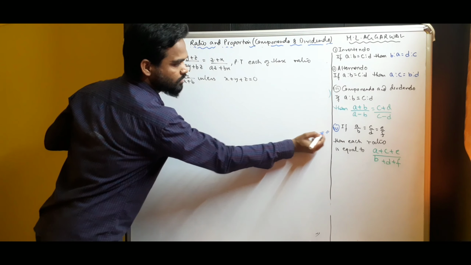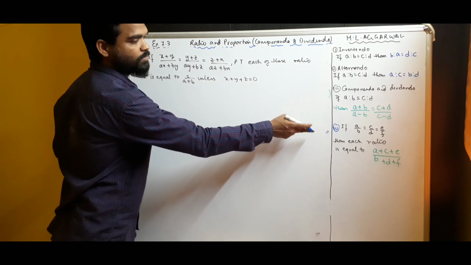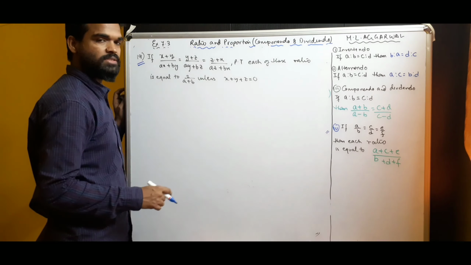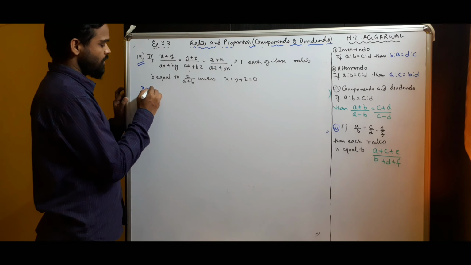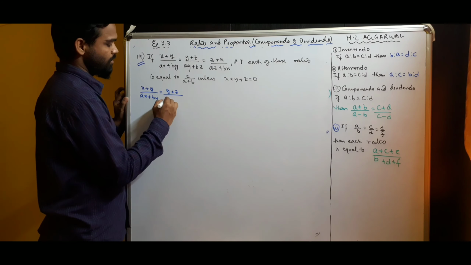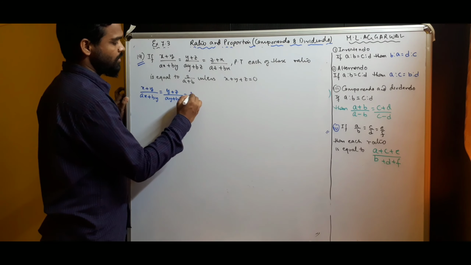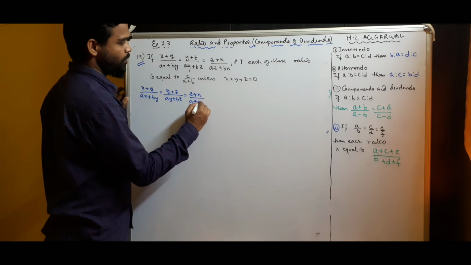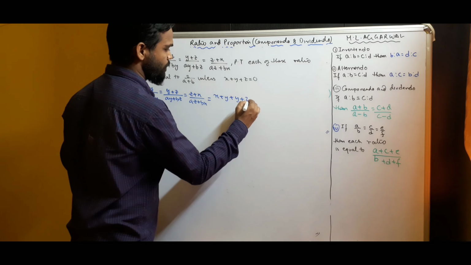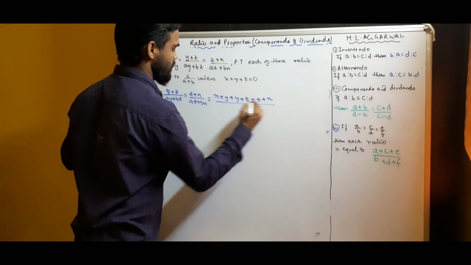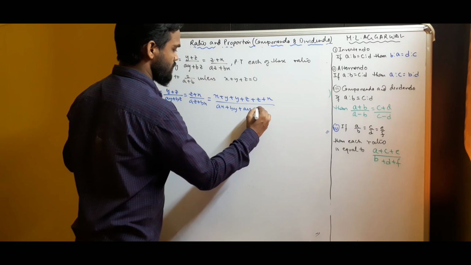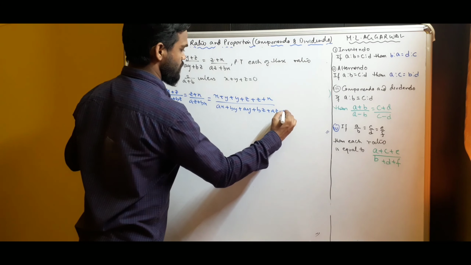Look at this property, the last one. If a by b equals c by d equals e by f, then each ratio will be equal to the sum of the numerators by the sum of the denominators. Which means can I write x plus y by ax plus by equals y plus z by ay plus bz equals z plus x by az plus bx equals the sum of the numerators, which is x plus y plus z plus x, by the sum of the denominators, which is ax plus by plus ay plus bz plus az plus bx.